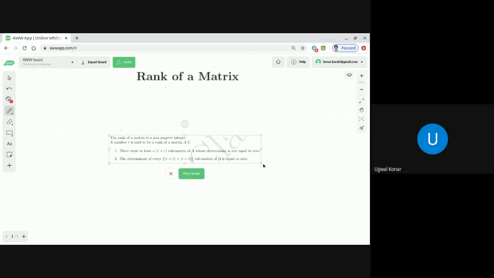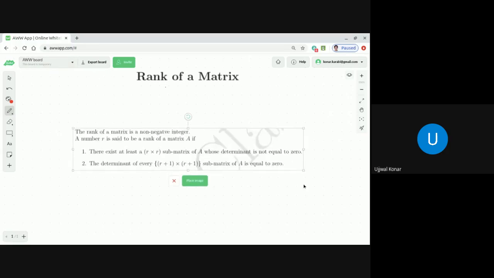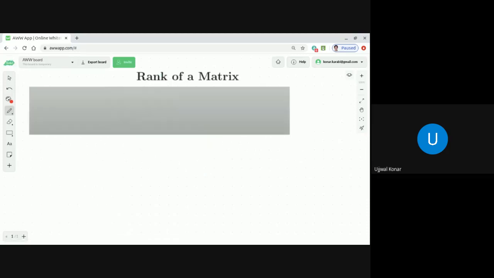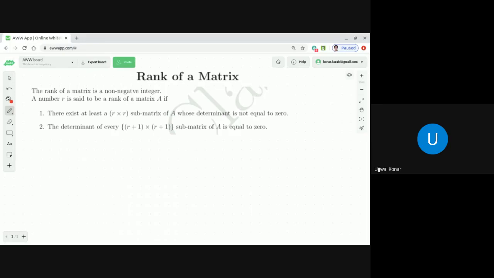As you see, dear students, the points I brought in front of you. The rank of a matrix is a non-negative integer. A number r is said to be the rank of a matrix A if there exists at least an r cross r submatrix of A whose determinant is not equal to zero. And the second condition, dear students, is that the determinant of every r plus 1 cross r plus 1 submatrix of A is equal to 0.